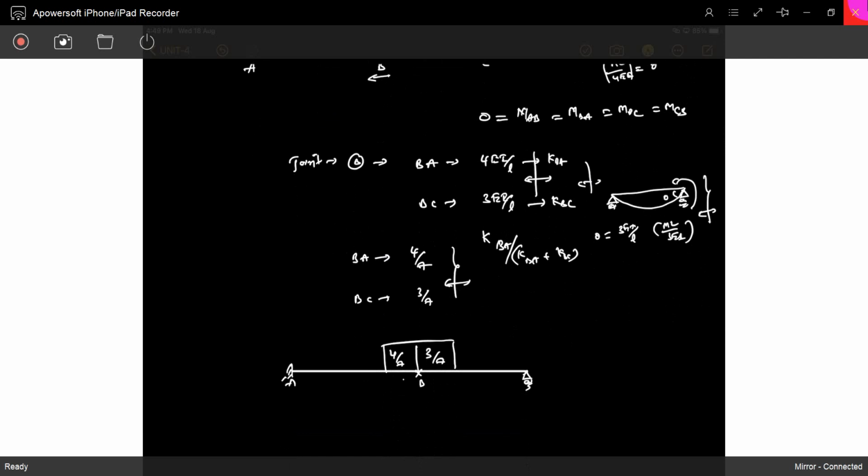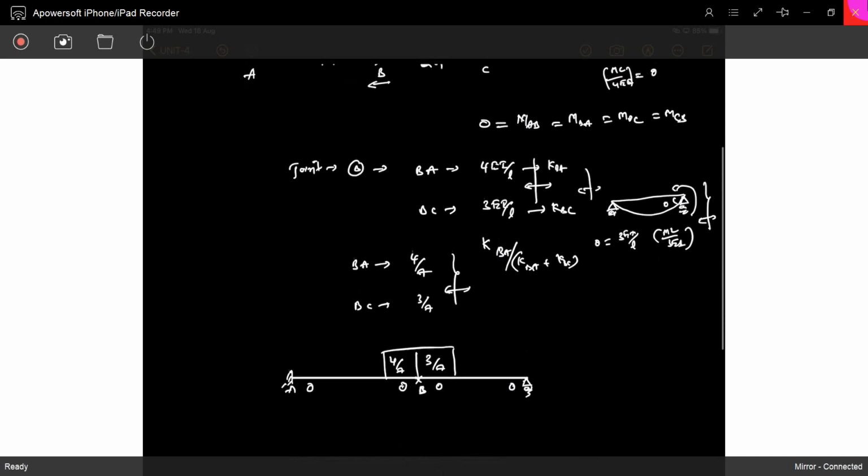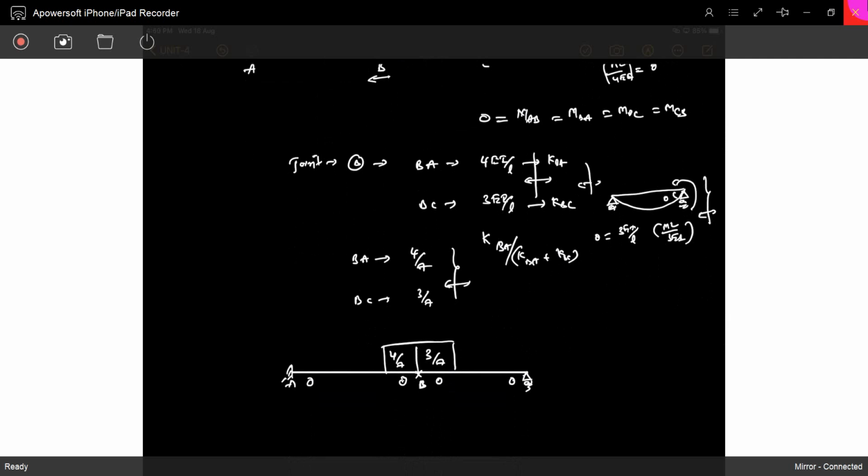First, the fixed end moments are all zeros. But one thing you have to maintain: when the concentrated moment is acting at the joint B, you see 0, 0. But in reality, a 50 concentrated moment is there. Is there, na?